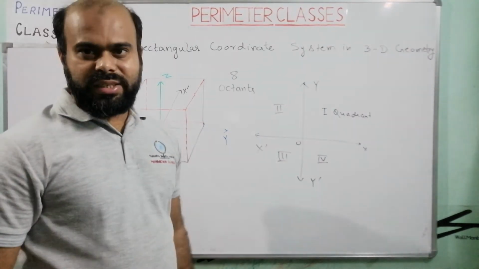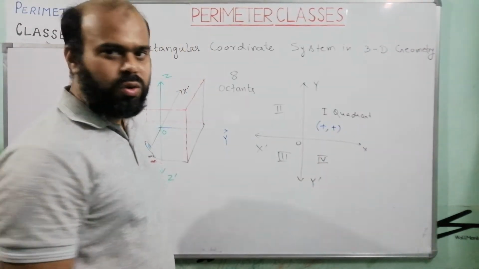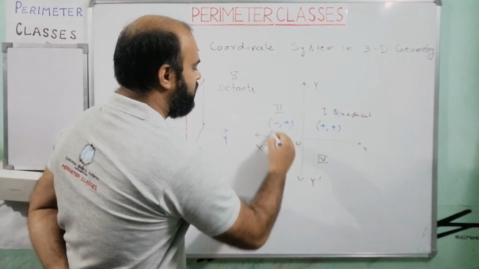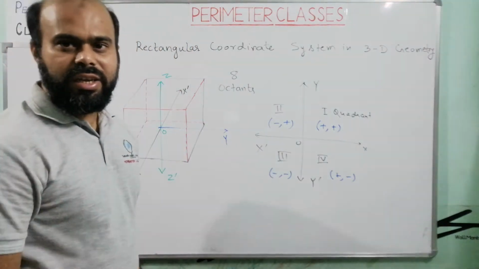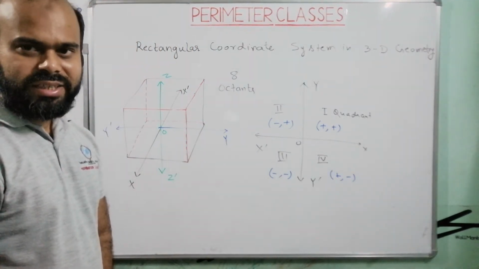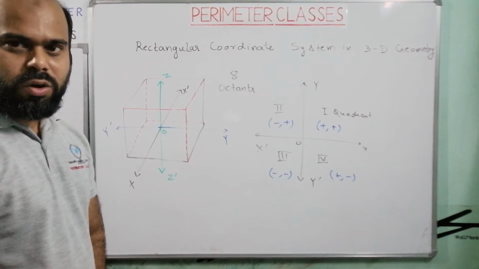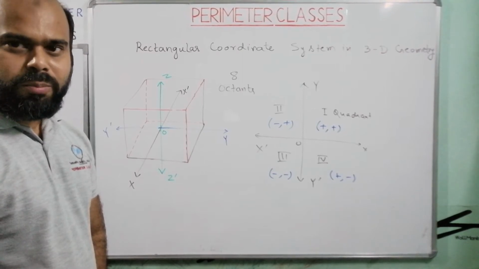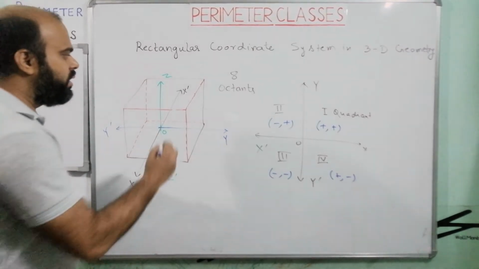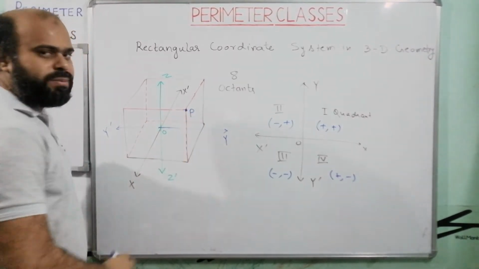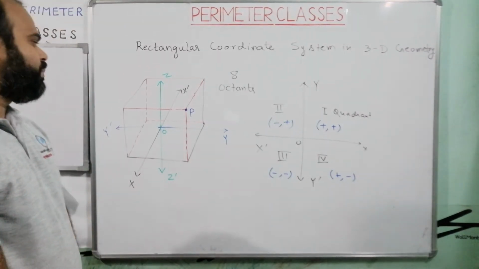Just as we know the sign scheme here, that x is plus, y is also plus in the first quadrant. Here it is minus plus, here it is minus minus, here it is plus minus. Similarly, in octants, we also have a sign scheme, but here there are 3 coordinates, x coordinate, y coordinate and z coordinate, by which we can locate a point in space. So in this figure, if we want to locate this point P in space, we should know its 3 coordinates, x, y and z coordinates.